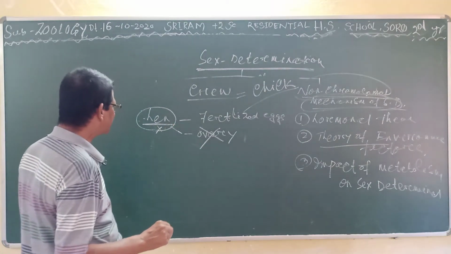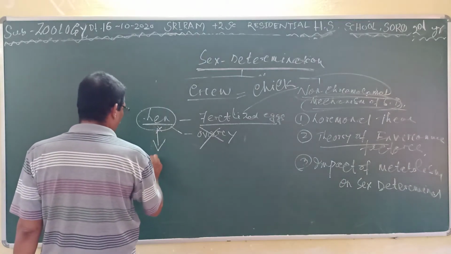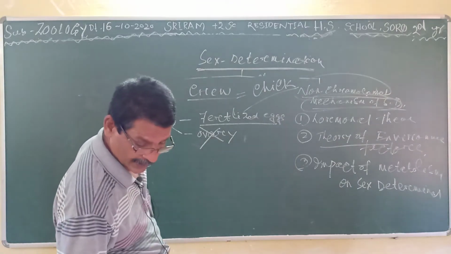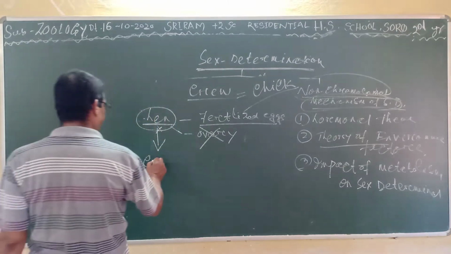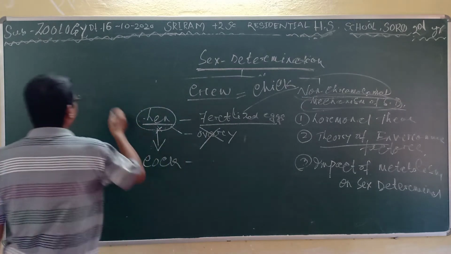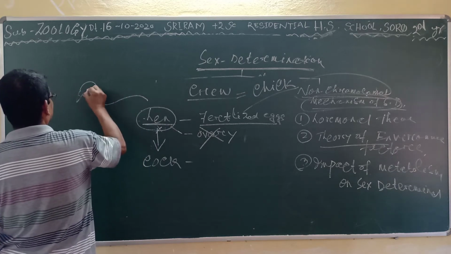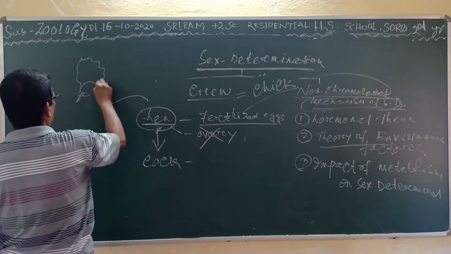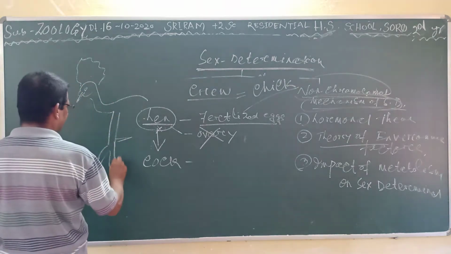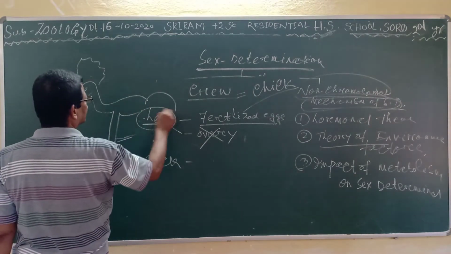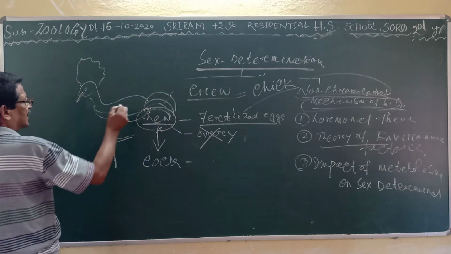So after some time it was found that the hen developed into a cock. How? With the development of the combs, and the development of the fighting spur, you know the fighting spur, and the male plumage of the hen.